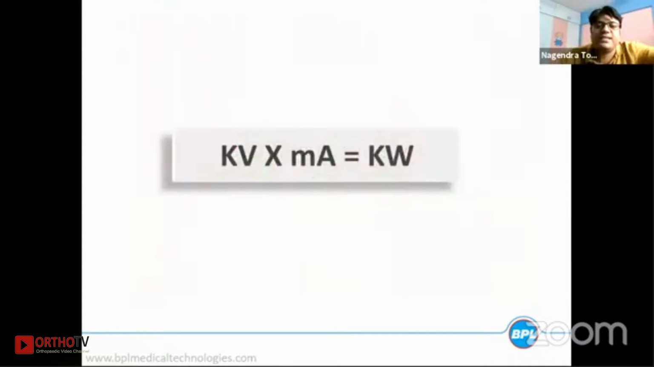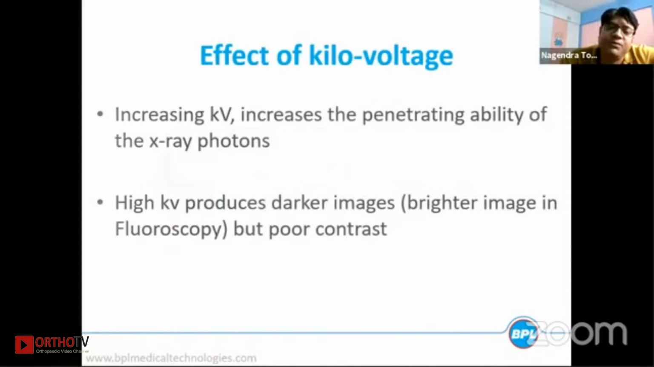Whenever we talk about an X-ray machine, we always talk about mA. We don't talk about kilowatt. But actually, what is mA? mA is the amount of X-ray, kV is the penetration power. So when we talk about power, P is equal to voltage multiplied by current. So we should always talk about kilowatt, because kilowatt will tell about the maximum output of the X-ray or C-arm.